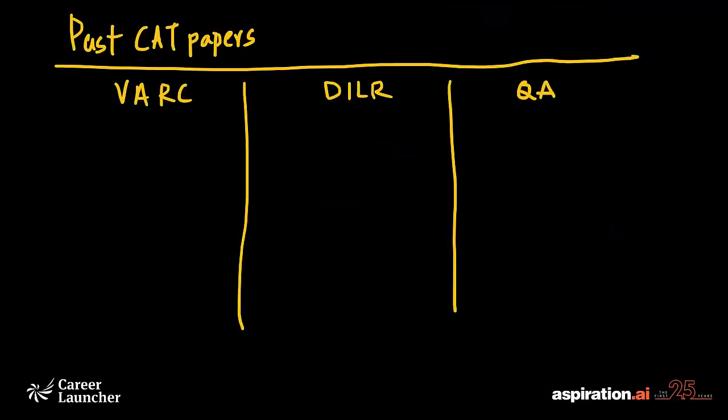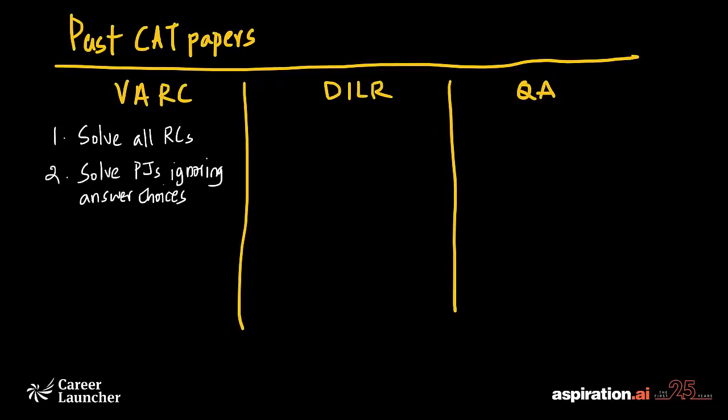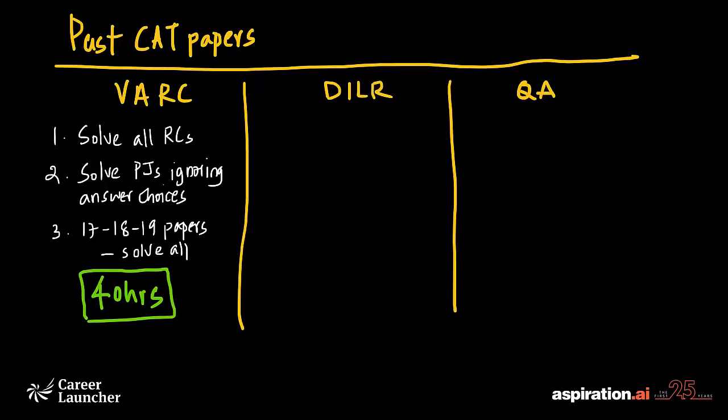Therefore, when it comes to VARC, in terms of looking at the PassCat papers, number 1 is to solve all reading comprehension. That takes care of 70% of the question types tested in the CAT. Number 2 is to solve paragraph jumbles, ignoring the answer choices. That's something that you could do. And number 3 is to solve every single question from the 17, 18 and 19 papers. This I believe would require about 40 hours of effort in total.